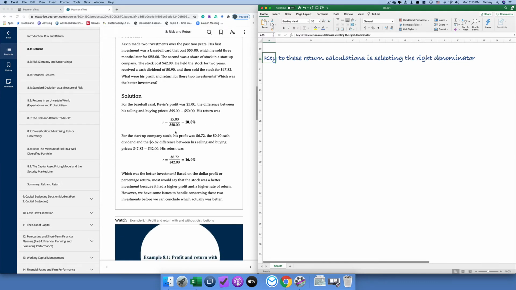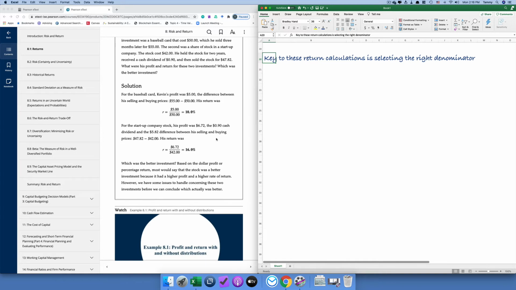So the baseball card, obviously, that's a $5 profit, or 10%. And then for the startup company, he got a 90 cent cash dividend and a $5.82 difference between the selling price and the buying price. So his return was 16%, right? So which was a better investment? Well, it looks like the stock is a better investment, right? He made more money on it. He made $6.72 in profit, and that represents a higher percentage, right?